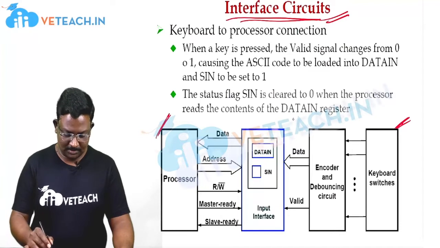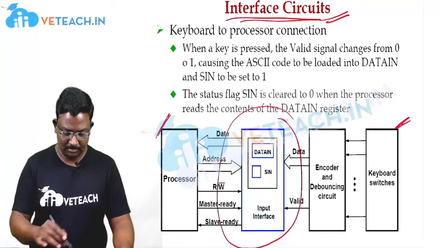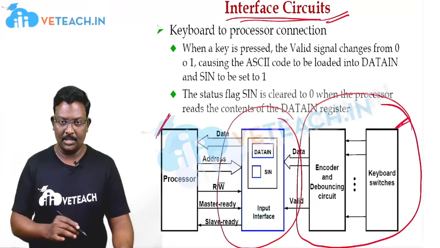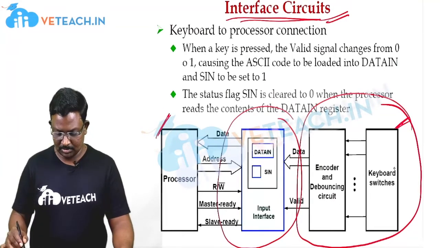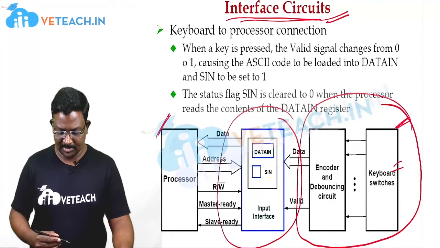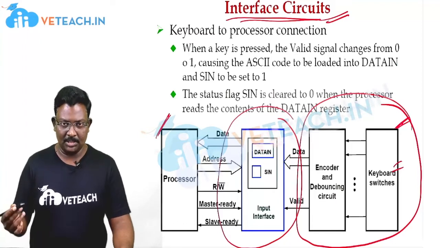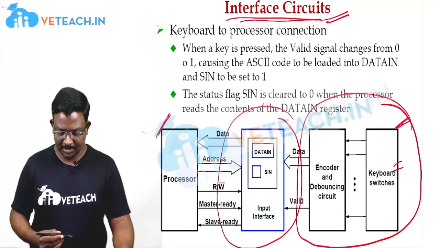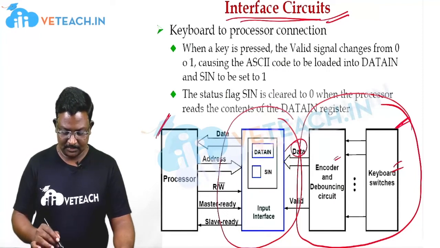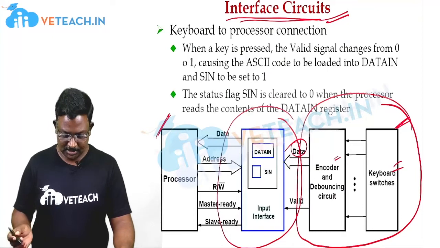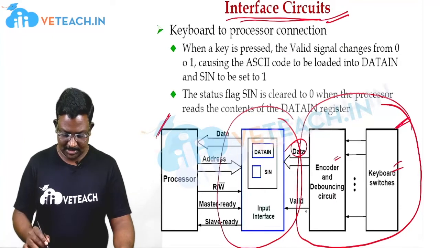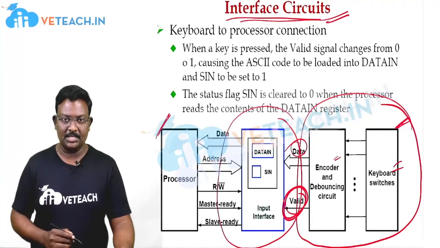We can see here we have this interface circuit, and before the interface circuit we have the keyboard circuit. For this keyboard circuit, we have the keyboard switches. If I press any key, that key will be encoded and transferred onto the data lines of this encoder circuit, and it is sent to the input interface circuit. Before sending that, we check if the data is valid or not.